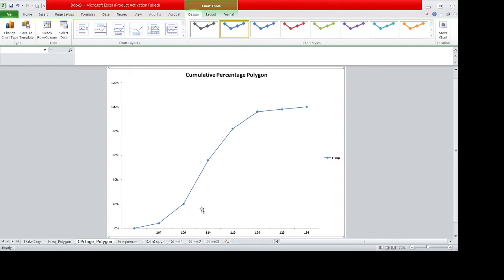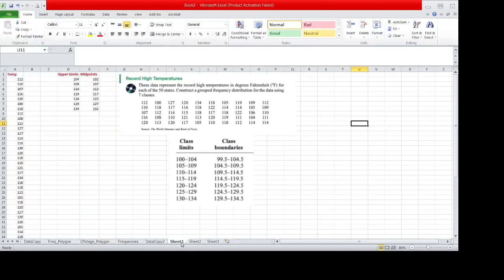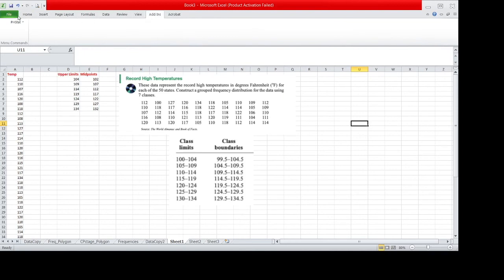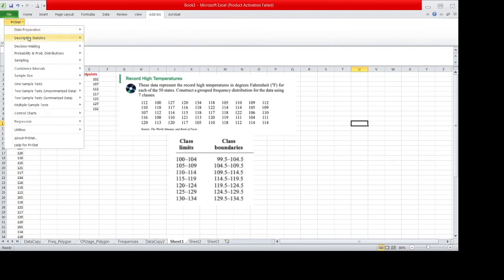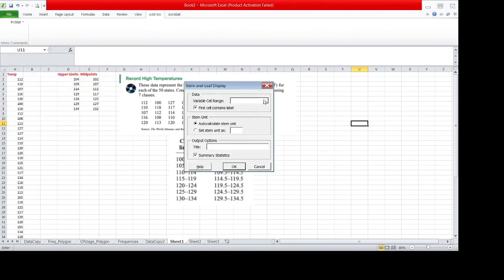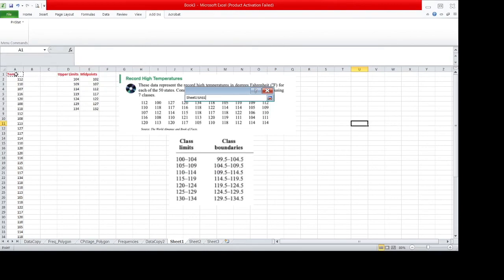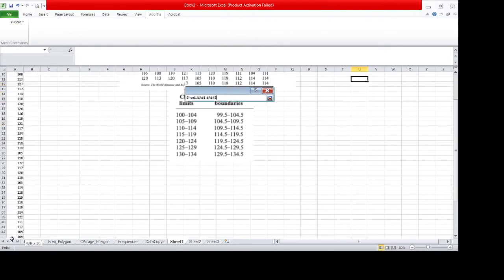Now another chart that is commonly used to present the set of data is the stem and leaf display, or stem and leaf plot. To construct the stem and leaf plot of this data, again we go to Add-ins, choose PHStat, Descriptive Statistics, and choose Stem-and-Leaf Display. Highlight these 50 values including the label.